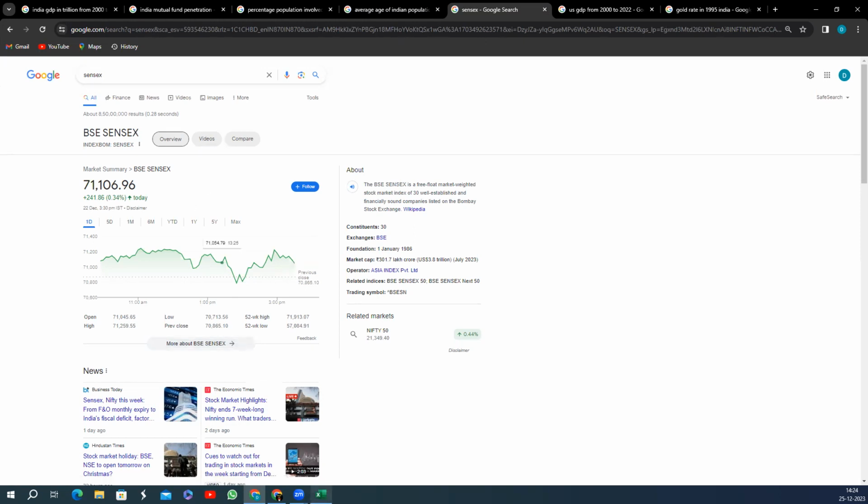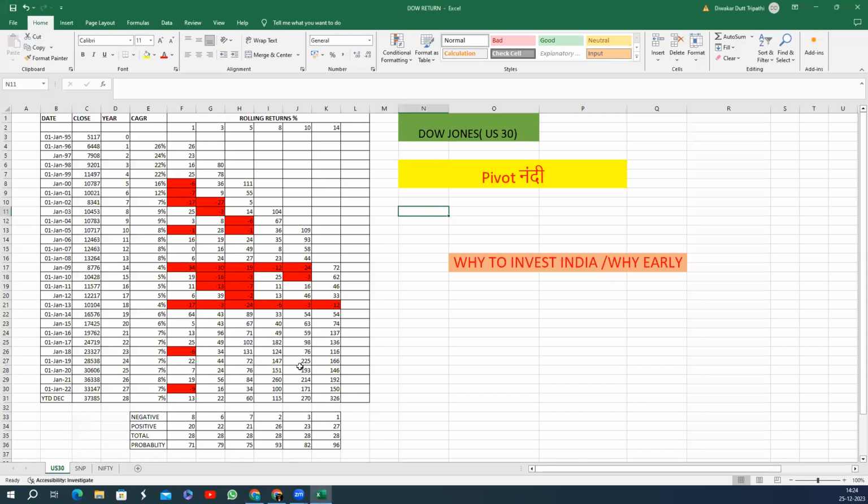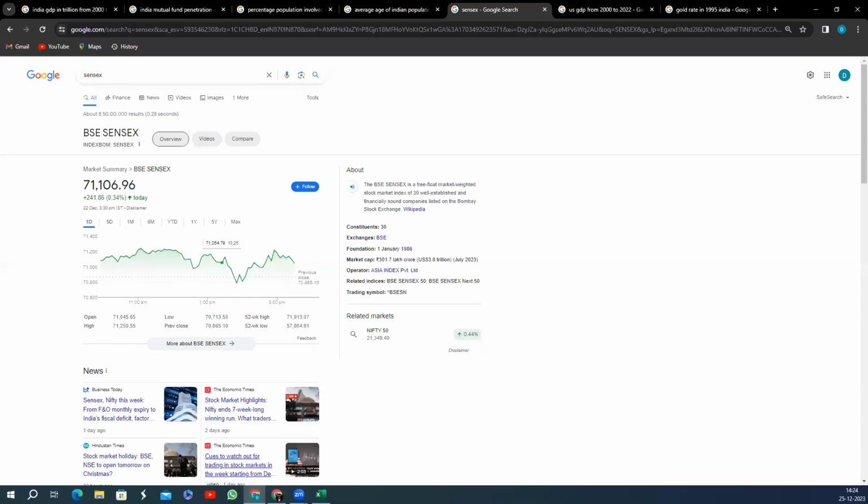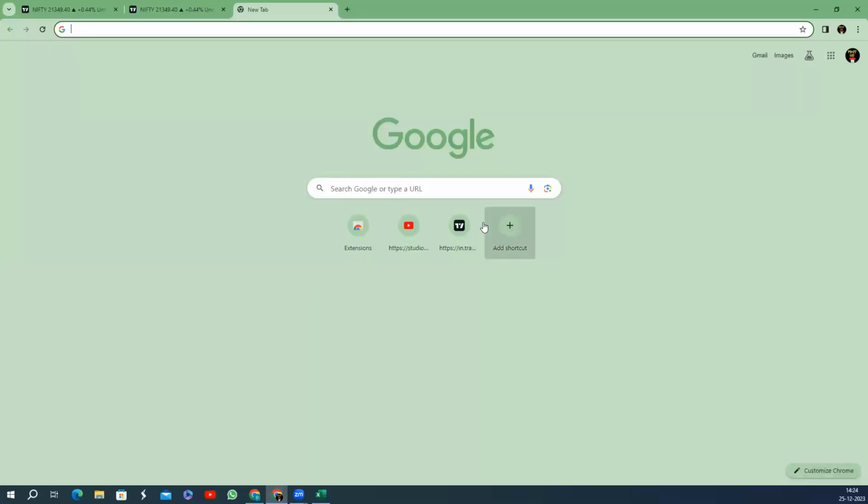So let us come back to our Excel sheet. Why have I taken these two indexes? Because ultimately we are going to invest in all companies, directly or indirectly. So my way of investing is to invest in the largest companies of the Indian economy. So that is why I've taken this.